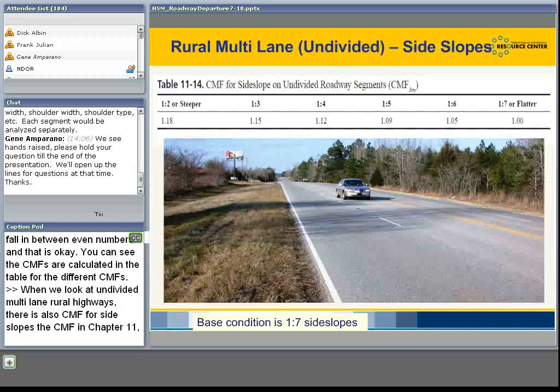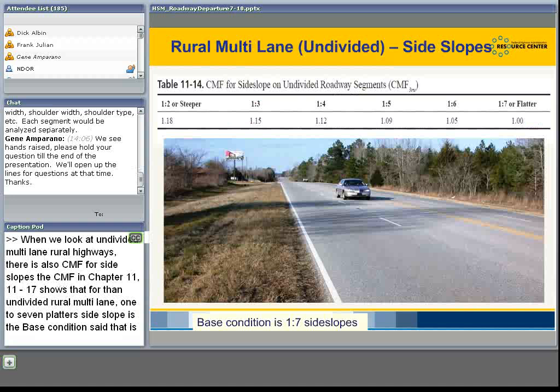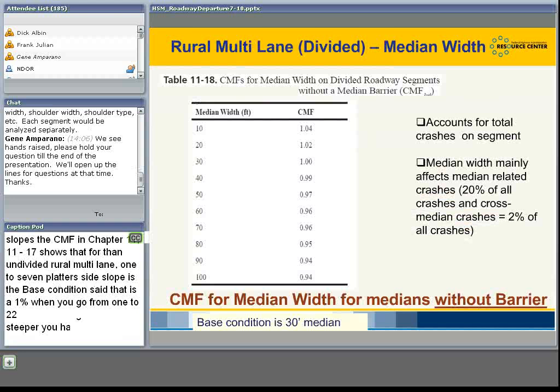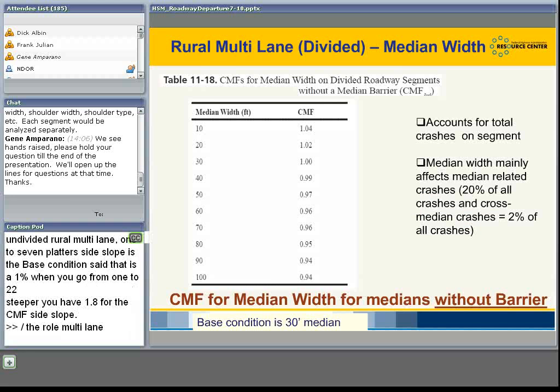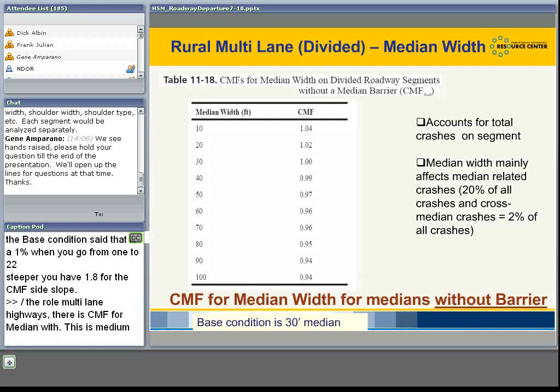So when we look at undivided multi-lane rural highways, there's also a CMF for side slopes. The CMF in Chapter 11, Table 11-17, shows that for the undivided rural multi-lane, a 1 to 7 or flatter side slope is the base condition. So that's a 1. But if you go down to a 1 to 2 or steeper, you have a 1.18 for your CMF for your side slopes.